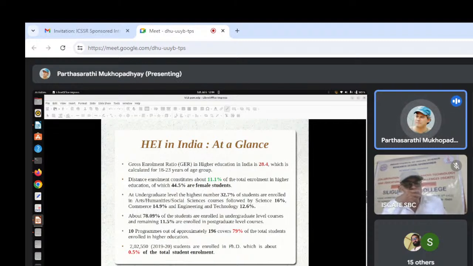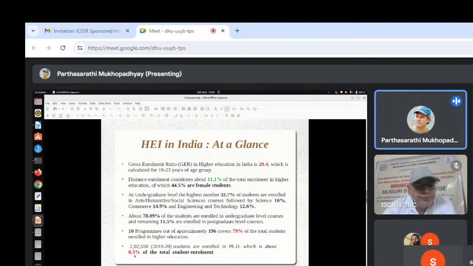They are not completing the entire cycle of higher education, that is the student population. How is a student moving from UG to PG to PhD? It's only 0.5%. That means one student per 200 students is actually completing the entire journey in higher education. Why is this drop rate so huge? Nobody knows, nobody has understood so far.